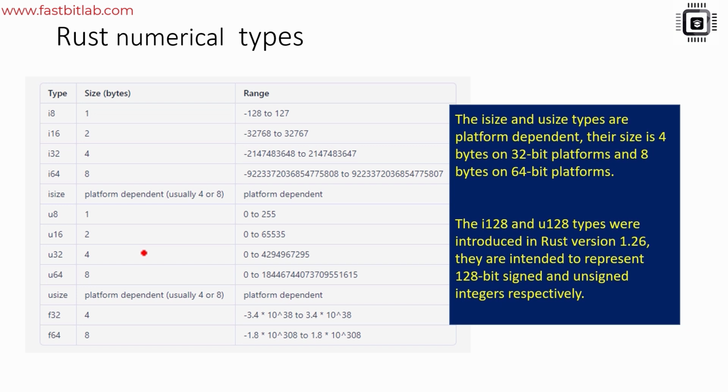So variables of type isize or usize are often used when dealing with memory addresses or when indexing into a collection. So if you are unsure about whether to use I32 or I64, then you can simply use variables of type isize or usize. We'll see more on that later, and let's go to the next slide.